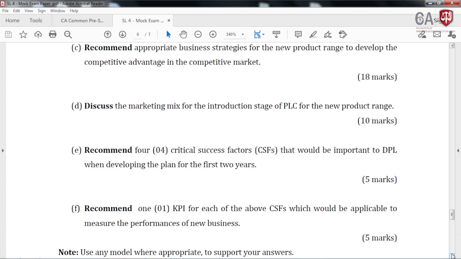Then part D, discuss the marketing mix for the induction stage of the PLC for the new product range. It tests your knowledge of the product life cycle and how the variables can be applicable at the induction stage. Recommend 4 critical success factors that would be important for DPL when developing the plan for the first 2 years. You identify 4 critical success factors which are applicable for DPL.